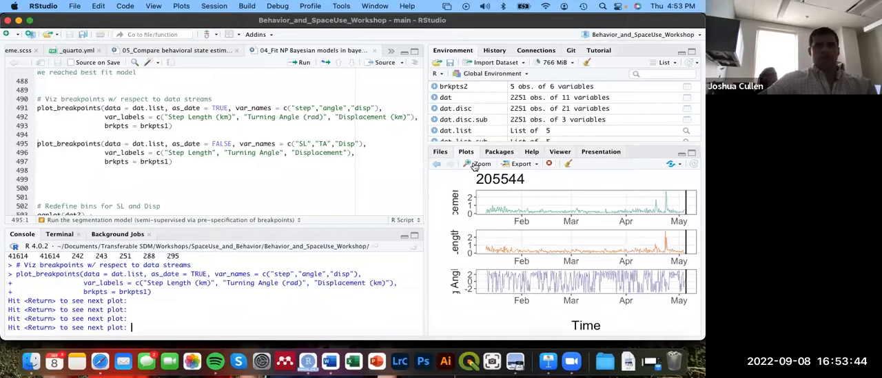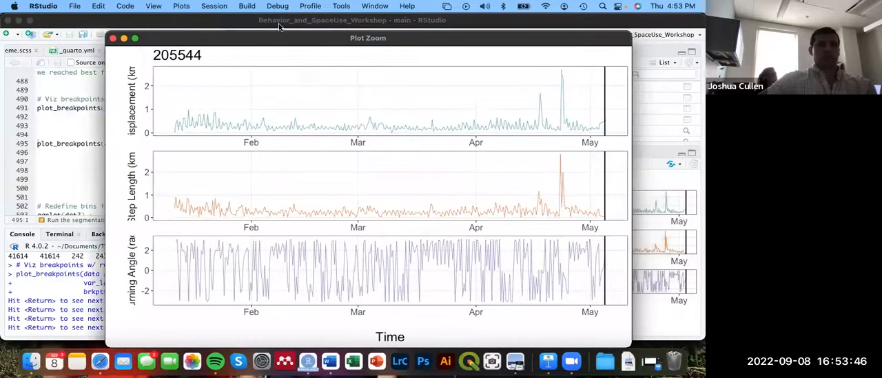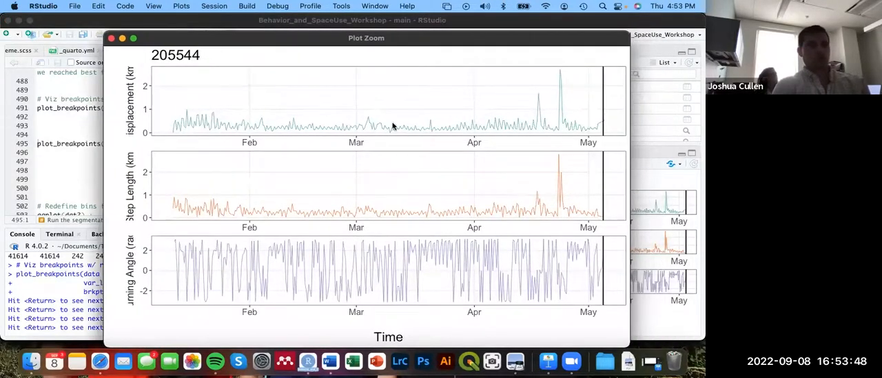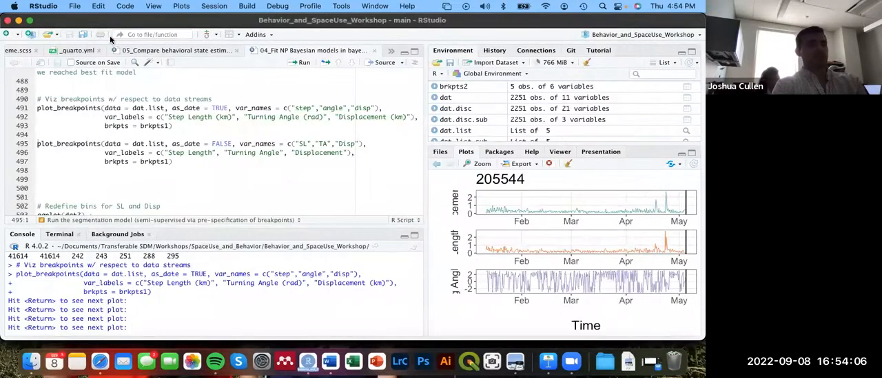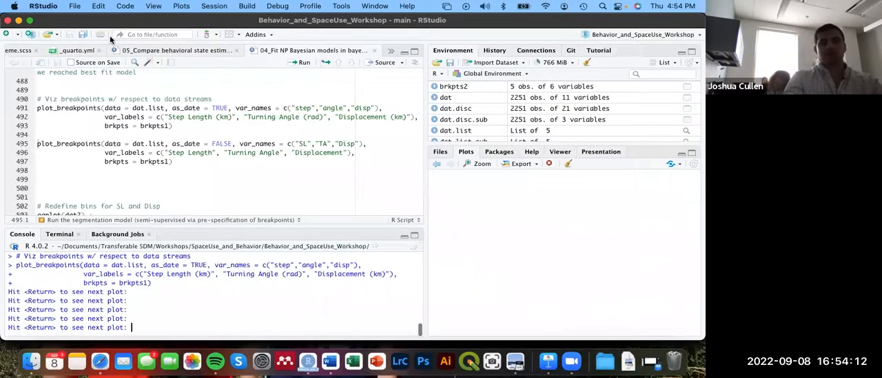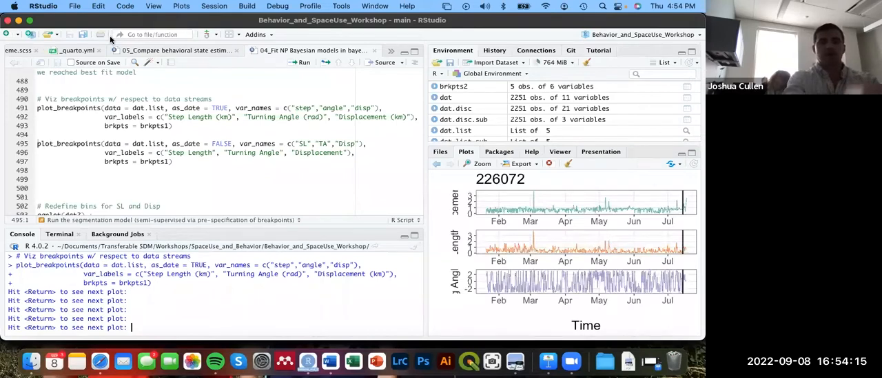Once we get to the resident individuals, we see that it's just a continuous kind of low noise for displacement, step length, and turning angle. There are some things here, but it's not enough of a change for a long enough period of time that it has to put a breakpoint somewhere, so it puts it at the very end of the time series. That's essentially what you would see almost every time if it's not identifying real breakpoints: it just puts it at the very end, at the very beginning, and says this is fine.